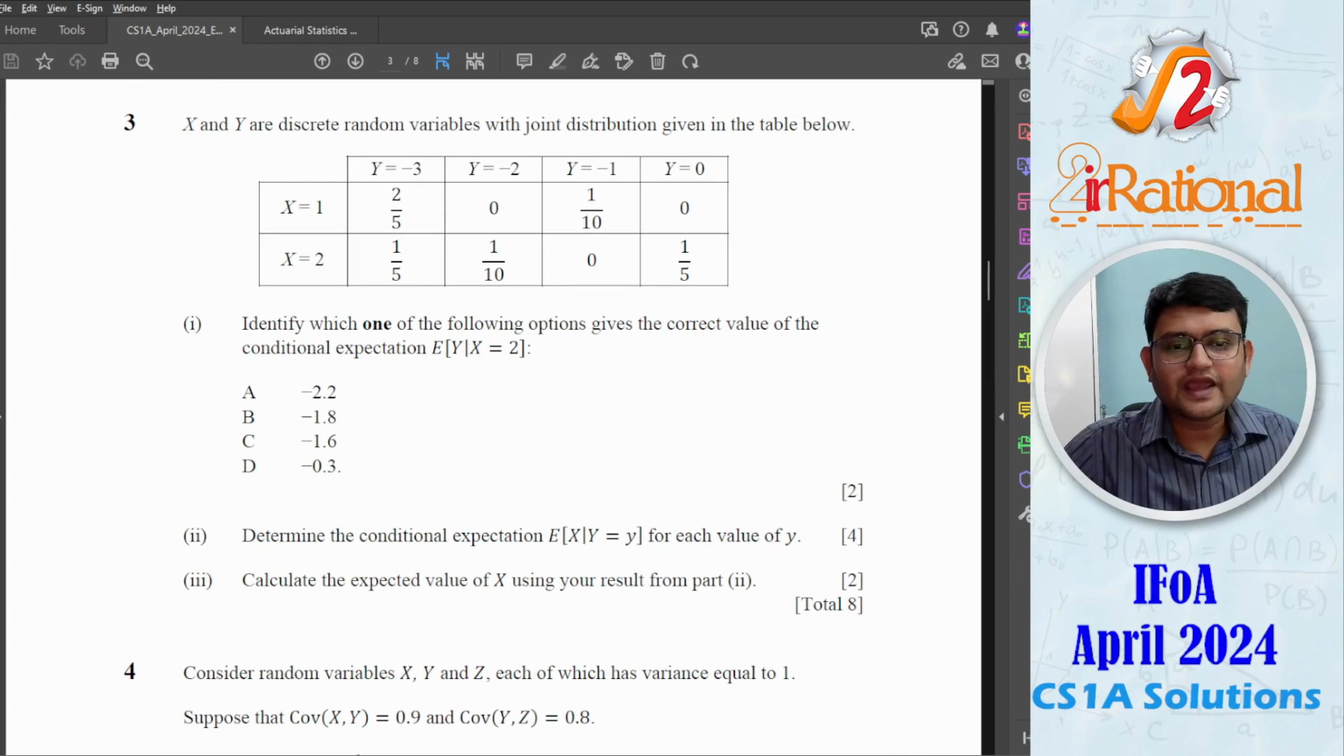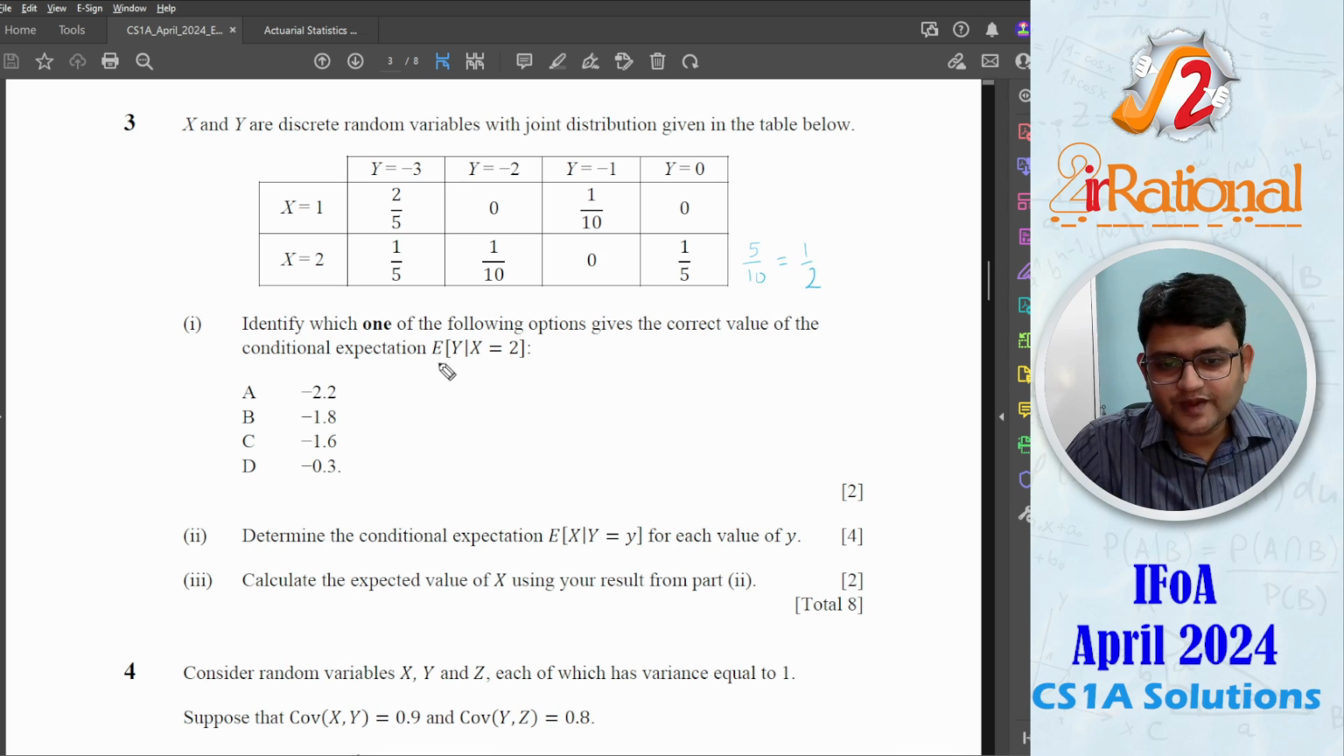Question number 3. X and Y are distinct random variables with the joint distribution given in the table. So we have the joint distribution here. Identify which one of the following options gives the correct value of the conditional expectation of Y given X equals 2. So first you will add these up to get the probability of X equals 2. That is 5 by 10 or 1 by 2.